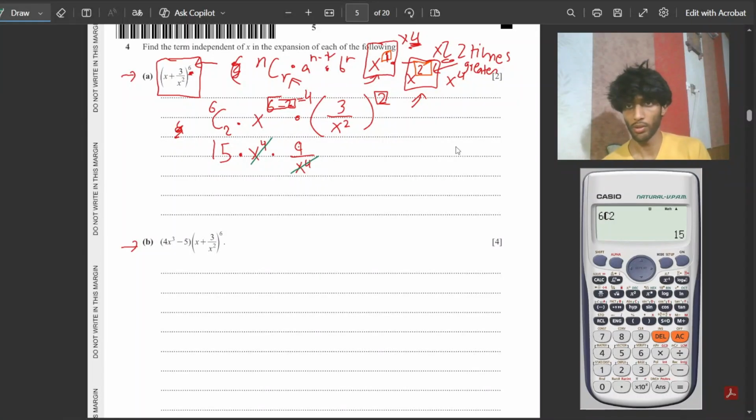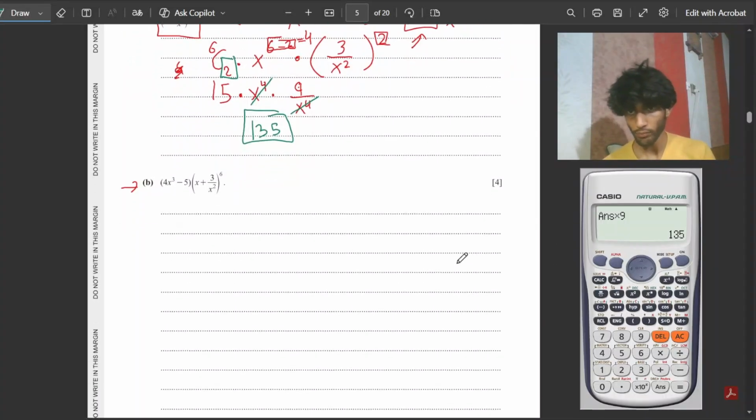Boom, boom. So all I had to do was understand that first of all the a and b cancel each other out, and then I had to understand the relationship between their powers. Once I understood that, the rest was fairly simple. Choosing the r was fairly simple. So 15 times 9, that's going to be 135. That's the term that is independent of x.